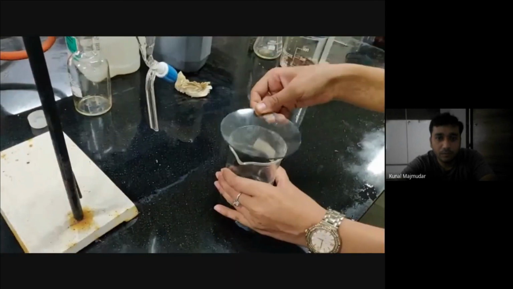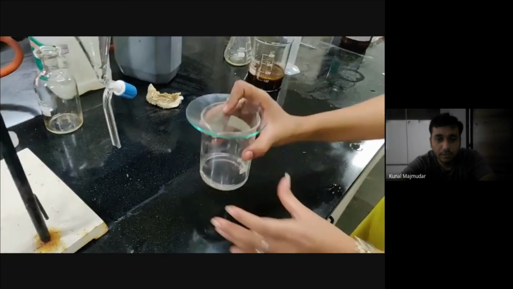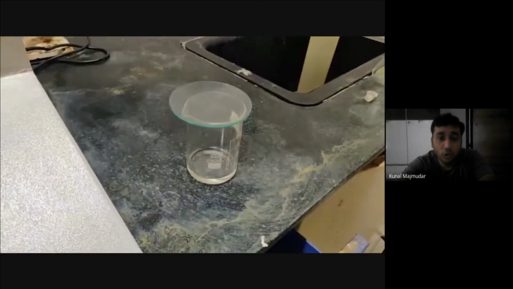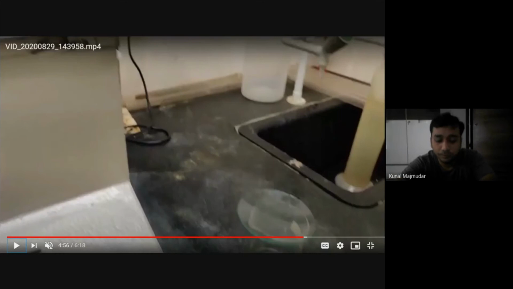Now, after draining it off, you are required to keep it on the water bath, and you are supposed to evaporate the solvent into which your oil and grease has been trapped. Now you are supposed to evaporate all the solvent. When you start evaporating, you have to keep your beaker on the water bath at a temperature of 80 degrees. So the solvent will be evaporated and the only thing left in the beaker will be the quantity of oil and grease.